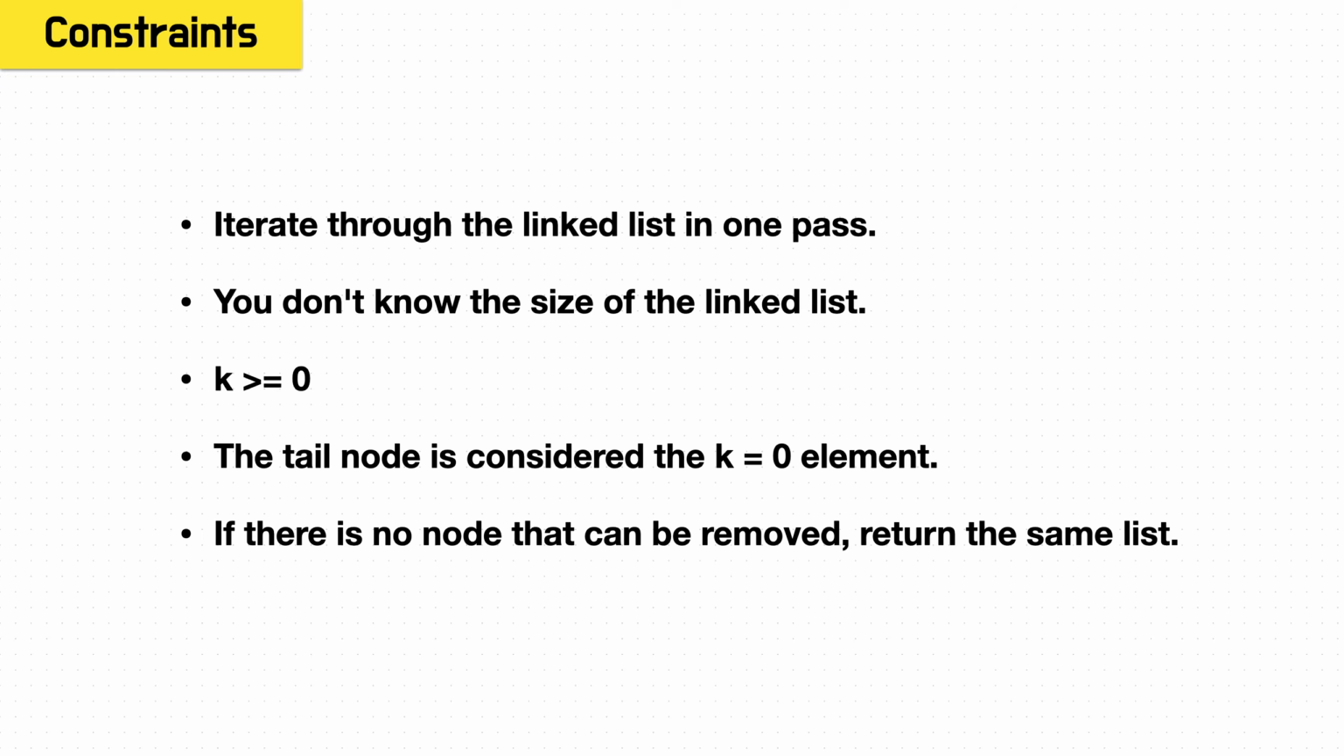This question also has some strict constraints. We can only iterate through our linked list in one pass, so we can't go through it multiple times to find the item that we want to delete. We also don't know the size of the linked list. It can be arbitrarily large. The k value we pass in will always be greater than or equal to 0, and k equals 0 starts at the tail node going backwards. If there is no node that can be removed, we simply return the same linked list without making any modifications.